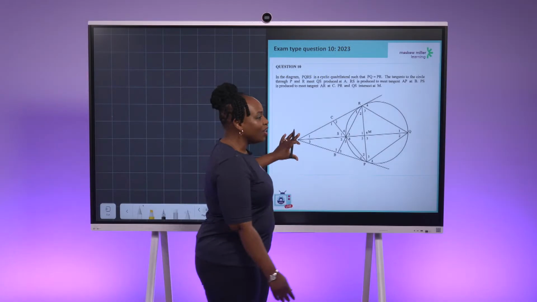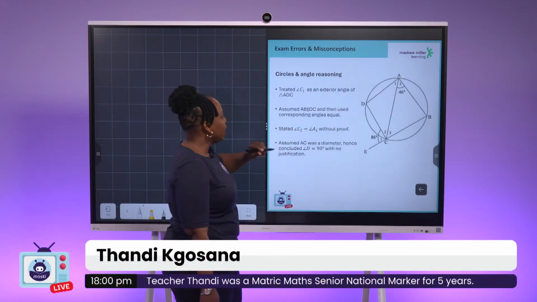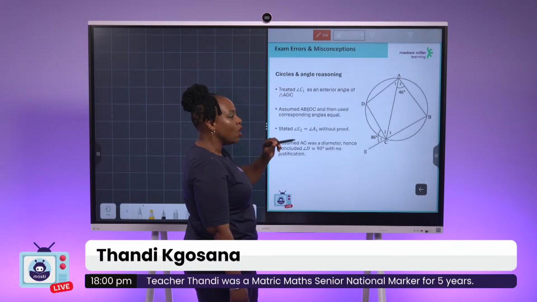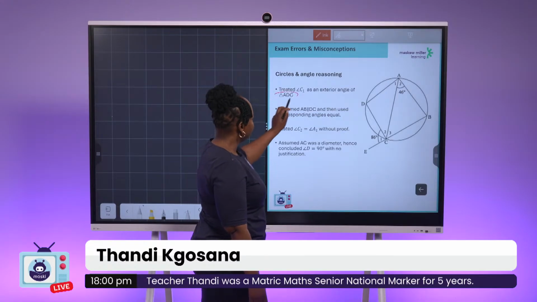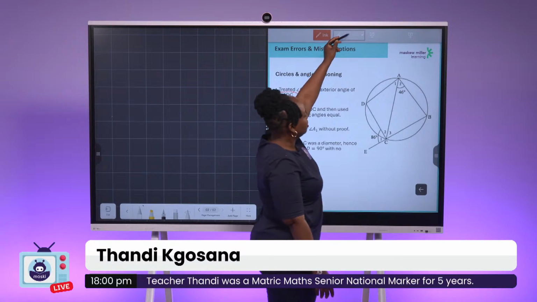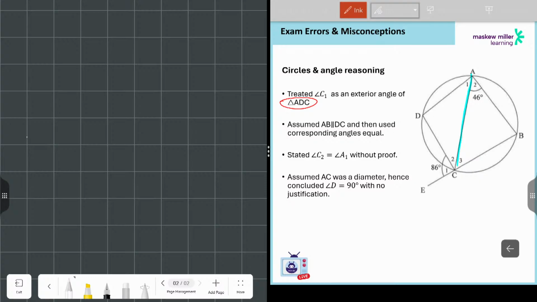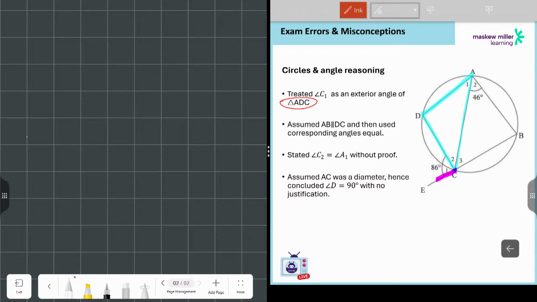As always, while you're busy analyzing this, let's just go back one more time. We had a question where they were asking, why are we saying that angle C1 is not an exterior angle of triangle ADC? So let's do this. I'm going to highlight the triangle we are talking about, and then highlight the line that has that particular angle. So that is where C1 is.